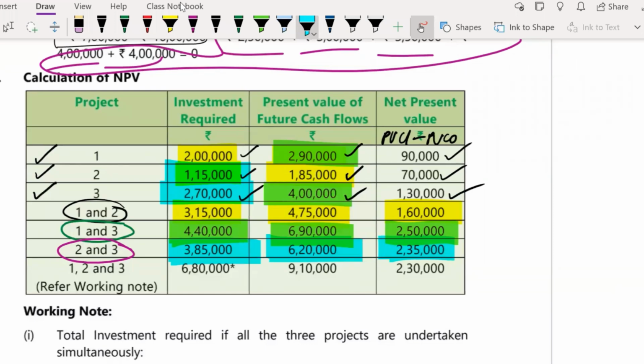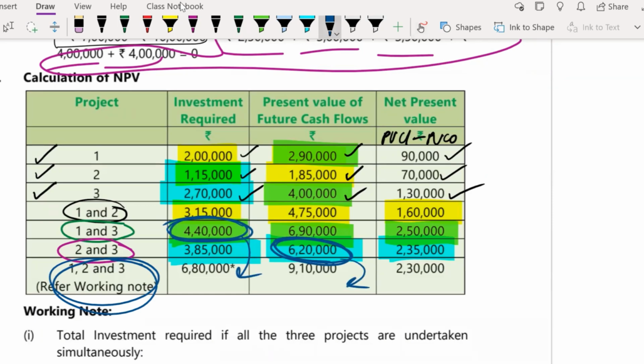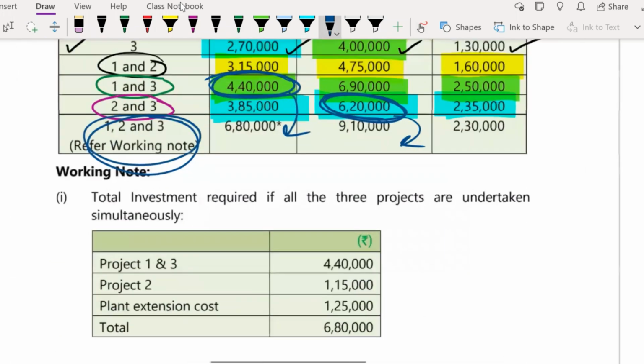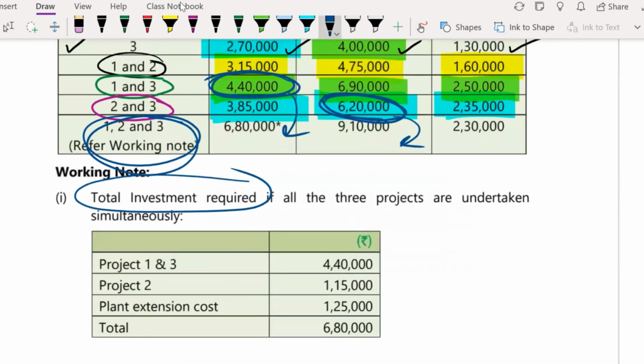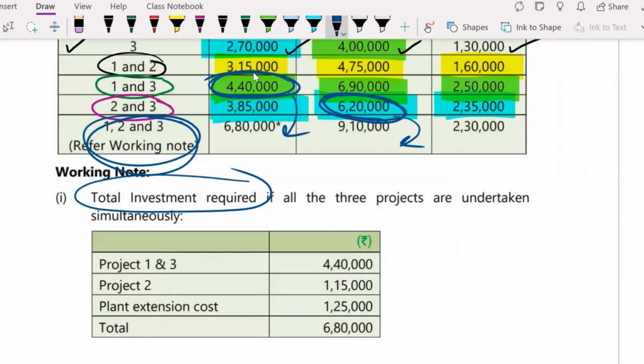Until this, I hope you all would have understood. Now, when you are taking up project 1, 2 and 3 together, here is what you have to remember. Here, there was one benefit, which is 4,40,000. And here there was another benefit, 6,20,000. So these both should be considered when you are calculating for project 1, 2 and 3. Okay. So let's first calculate the investment required for project 1, 2 and 3. They told that you can use the benefit which you get when you take project 1 and 3, which is 4,40,000.